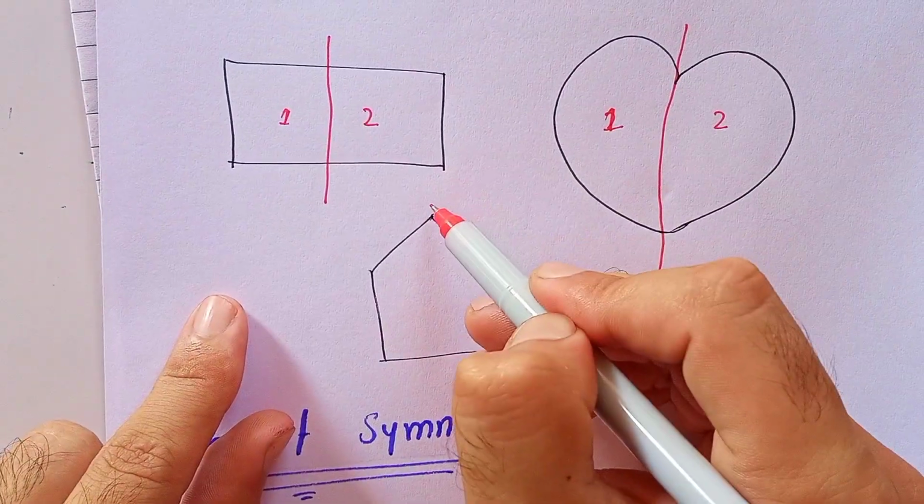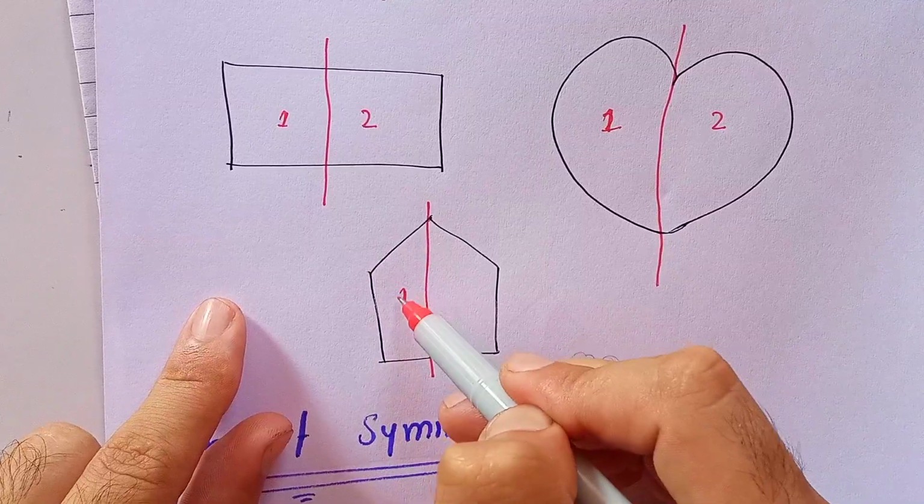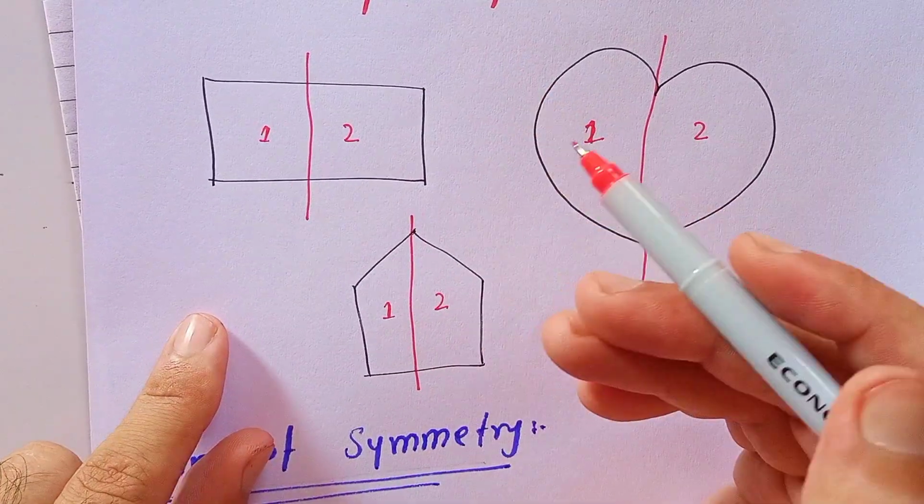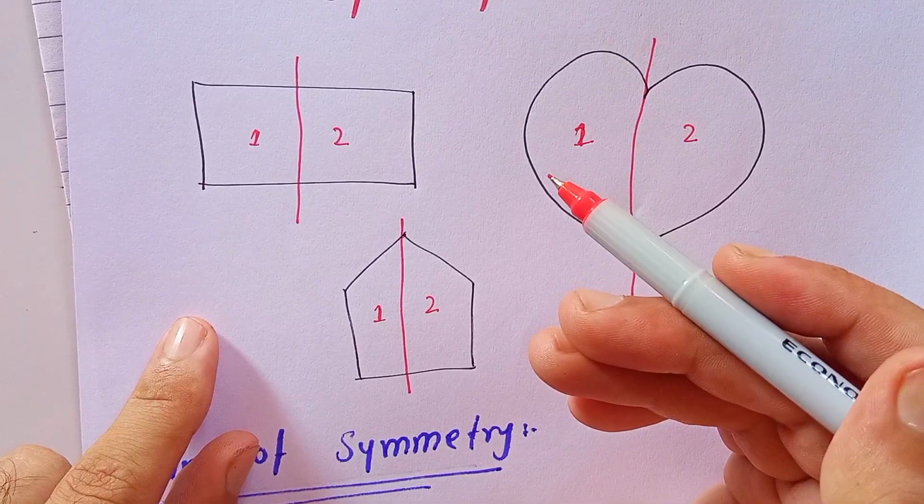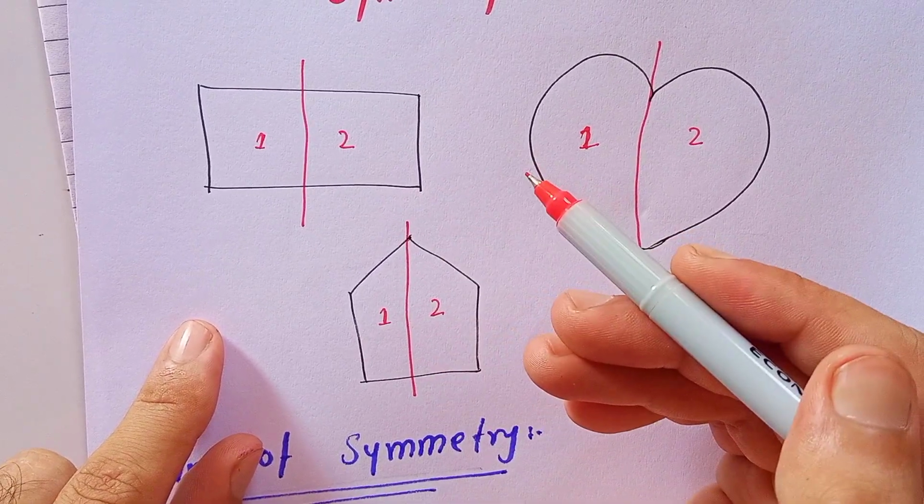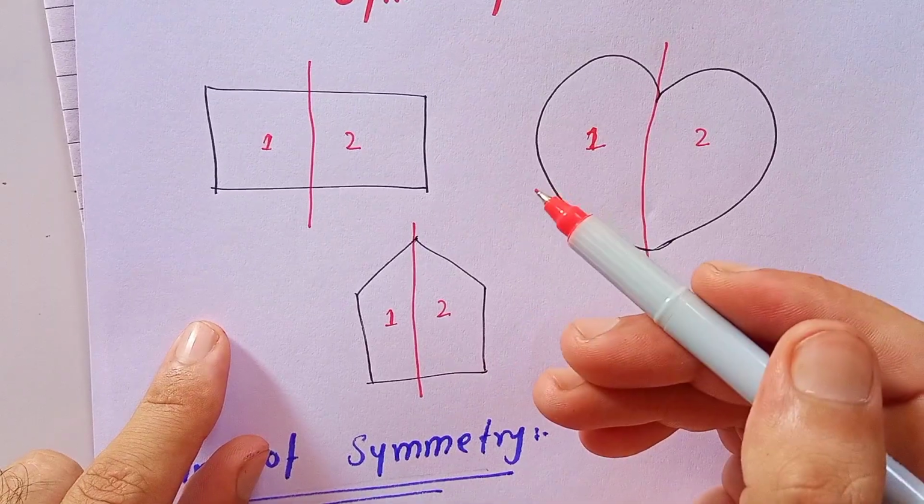In the same way, if I draw a line over this shape, this can be divided into two identical halves. It's called symmetry in math. So if a shape can be divided into two equal halves in such a way that one piece is the mirror image of the other, this shape will be called a symmetrical shape in math.